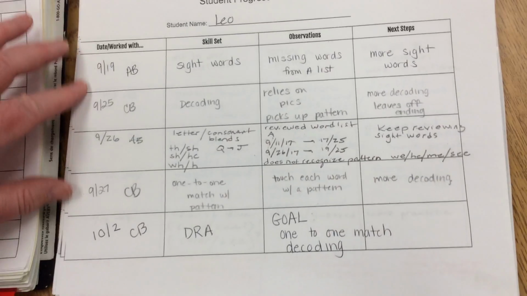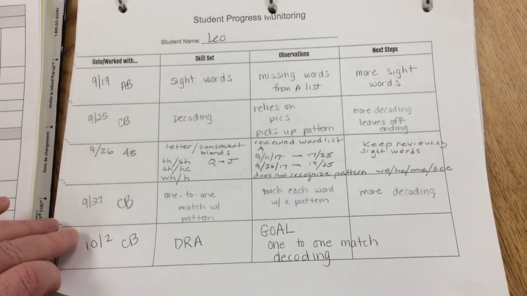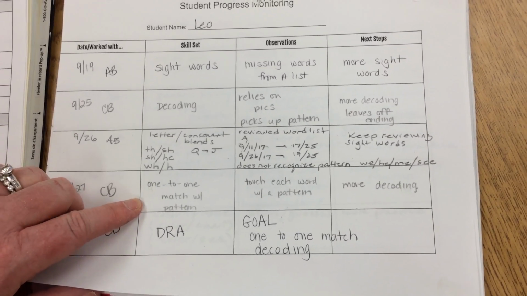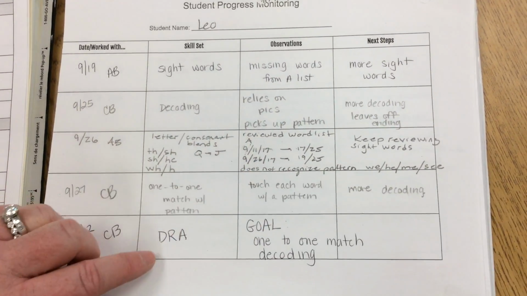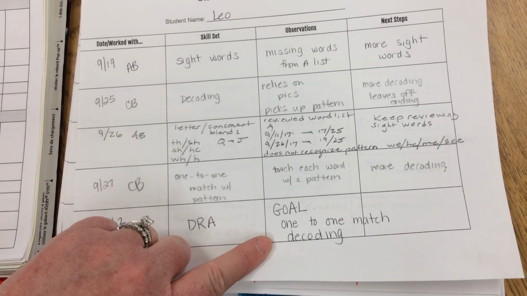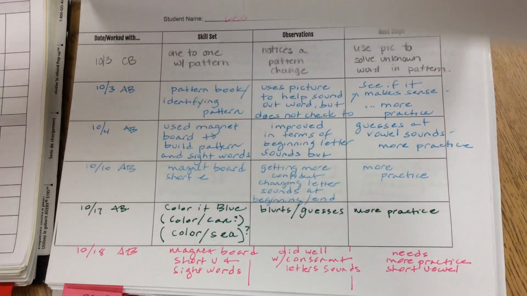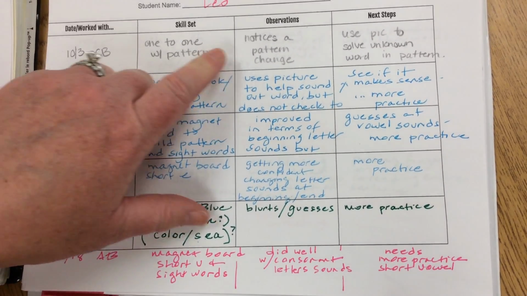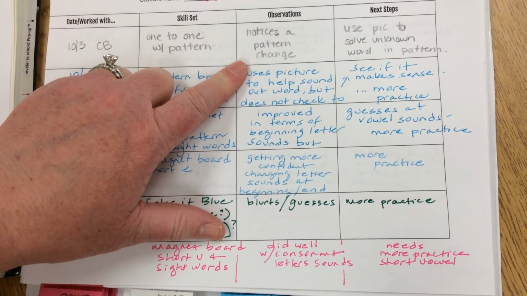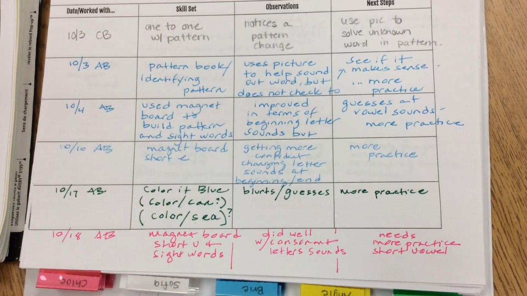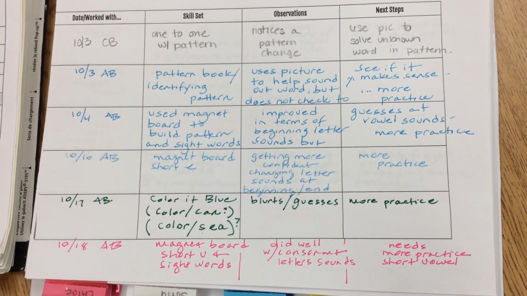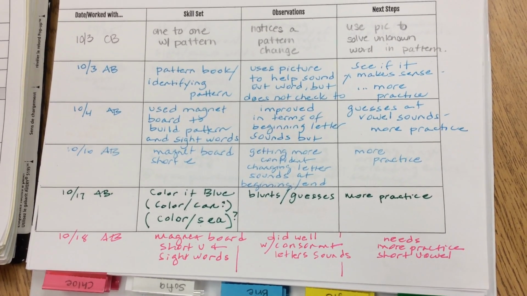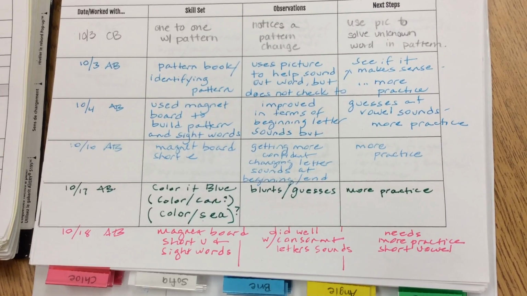As the year progressed, we met with him over and over again to do one-to-one match with a pattern, and we saw that he needed more decoding. We set a goal of more decoding, and the year continued. We did more one-to-one match with decoding, and I found that he was able to notice the change in a pattern. And since he was able to notice the change in a pattern, we decided that it was time for him to use different strategies to read, and he was going to use the picture to solve an unknown word.